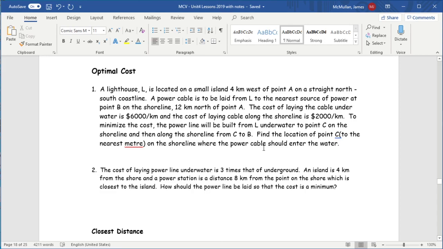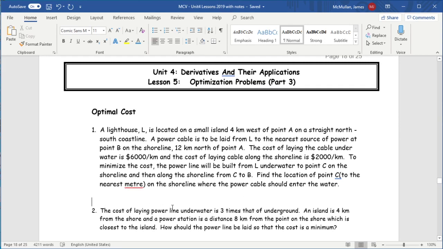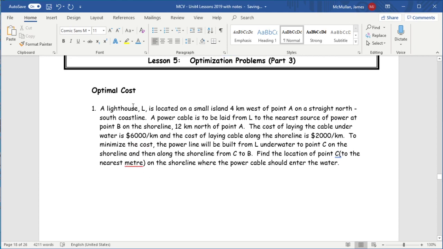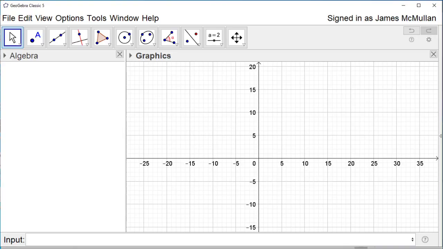So let's try and put the information from this question, just deal with it piece by piece here. It says a lighthouse L is located on a small island 4 kilometers west of point A on a straight north-south coastline.